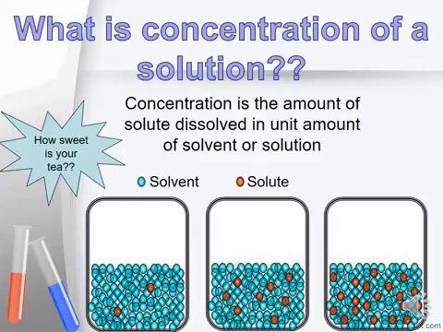And which has the least concentration? The least concentration means the solution that has the least amount of solute. The least amount of solute is present in beaker number 1, the beaker on the left side. Again, what is concentration? Concentration is the amount of solute dissolved in a unit amount of solvent or solution.